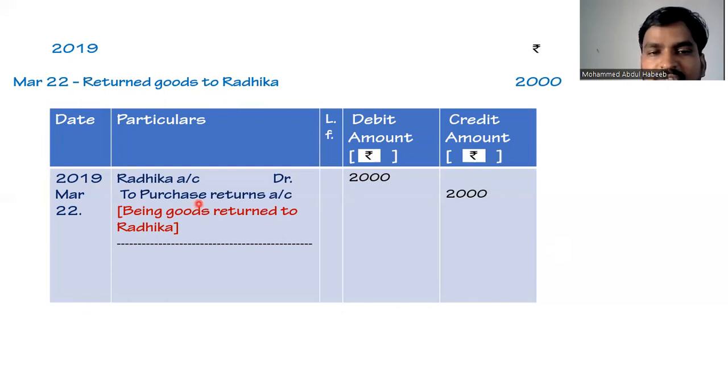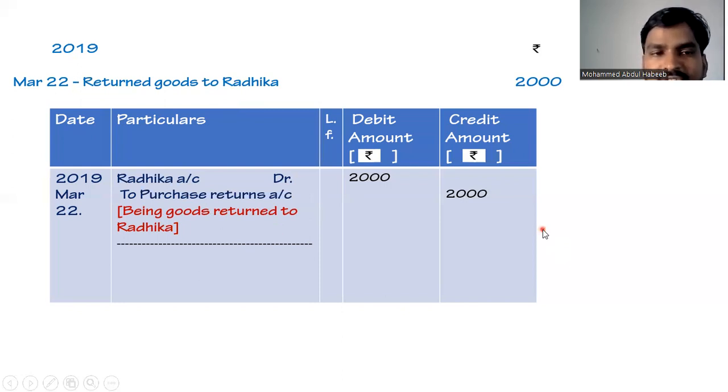When we purchase goods, it was an expenditure. It was recorded as purchases. Now when we are returning goods, it is a decrease in expenditure. So purchase returns will be recorded on credit side. And as Radhika is the receiver of the goods, the name of Radhika will be debited, and the general entry becomes Radhika account debit 2,000 to purchase returns account 2,000, and the narration will be being goods returned to Radhika.